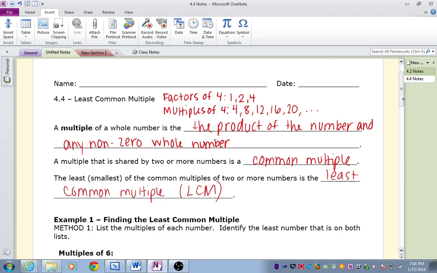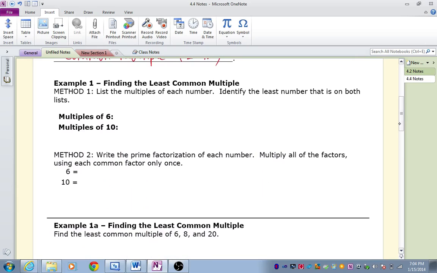So let's look at example 1, which is finding the least common multiple. And you're going to find that our steps are very similar to those for finding GCF. Once again, we have two methods. Method 1 says list the multiples of each number, and then identify the least number that's on both lists. So for multiples of 6, we're going to start with 6, and then we're going to count by 6s. So 6, 12, 18, 24, 30, 36, 42, 48, 54, 60. I'll stop there. I'm going to put my dot, dot, dot.